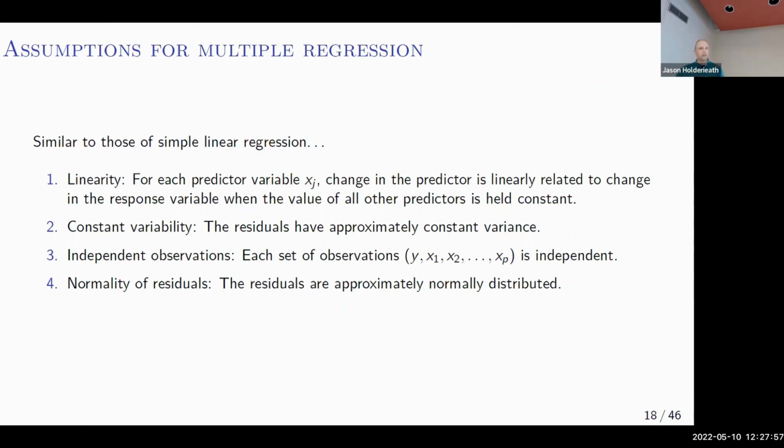We need to have independent observations, meaning that each set of observations is independent. We don't want your observation affecting my observation and so on. We need to have normality of the residuals. I know we're talking about the residuals a lot, but it matters. We need our residuals to be approximately normally distributed, meaning that most of them are pretty close to that line and some are not.